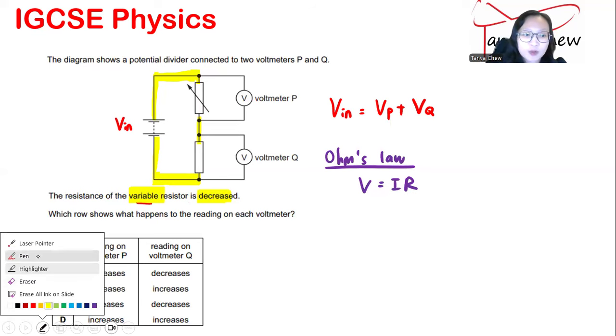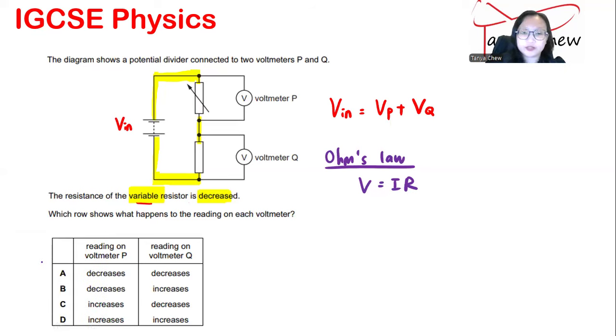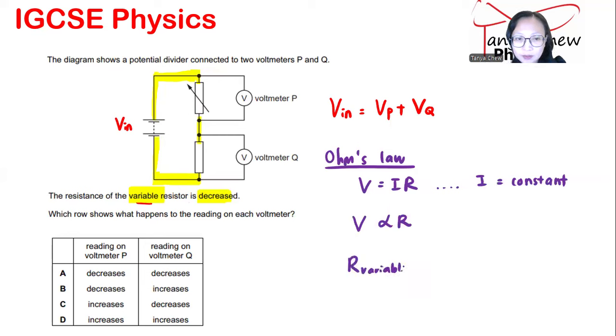That is the path of the current flow. Since the same amount of current flows through the variable resistor as well as the fixed resistor, current in this case is constant. When the current is constant, V is directly proportional to R. Since the resistance of the variable resistor decreases, therefore the voltage across P, or the voltmeter reading of P, will decrease. So V input is constant.